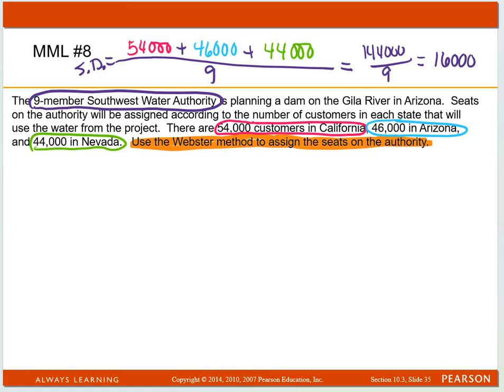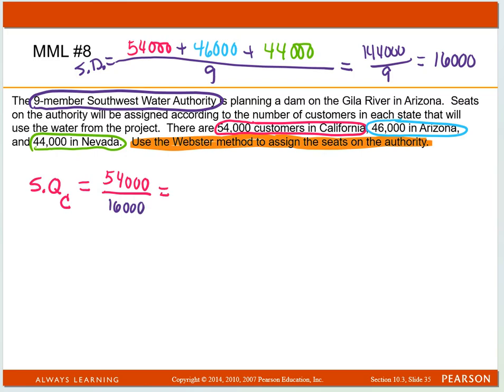Okay, that's step 1. Now I'm going to take my California customers, and I need to find the standard quota for California. C is for California, because A is Arizona and N is Nevada. So we're going to take the 54,000 here and divide it by 16,000.